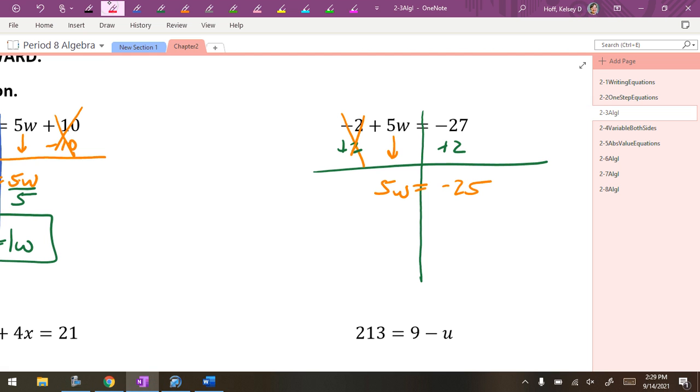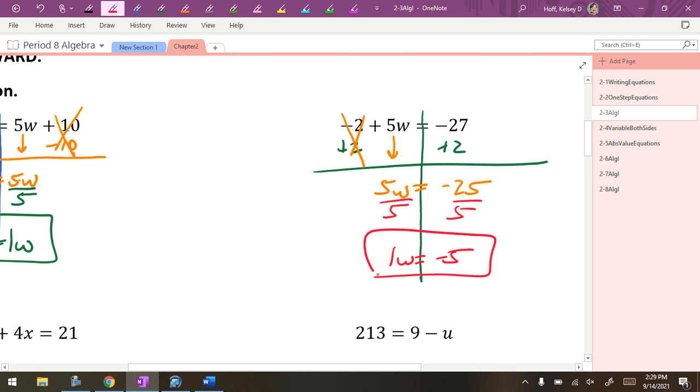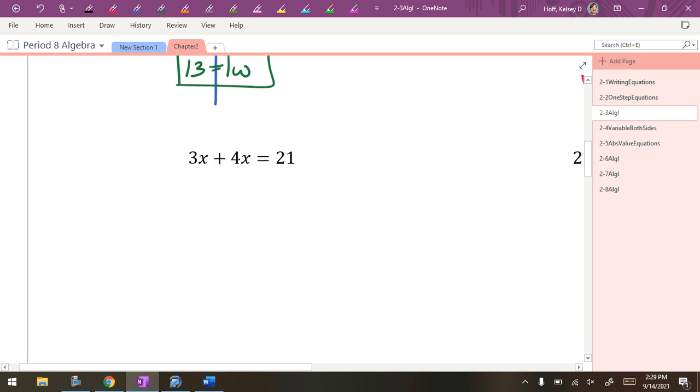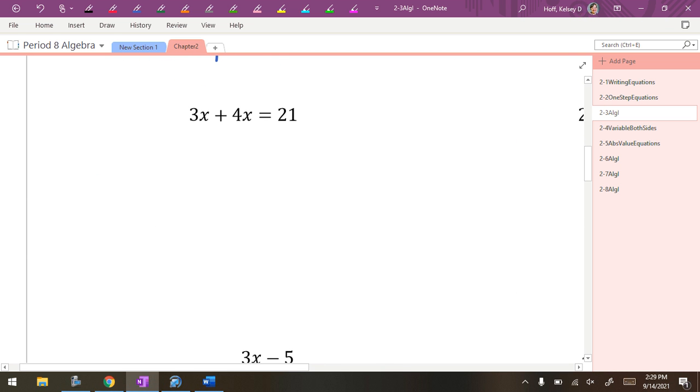My next step, divide by 5. 1w equals negative 5. Okay? Nothing crazy. Question? It doesn't matter. I get in the habit of it, and I'll show you why in the next step. If you just had w equals negative 5, technically that's the same thing. The reason I always put a 1 is sometimes we have to combine like terms first.